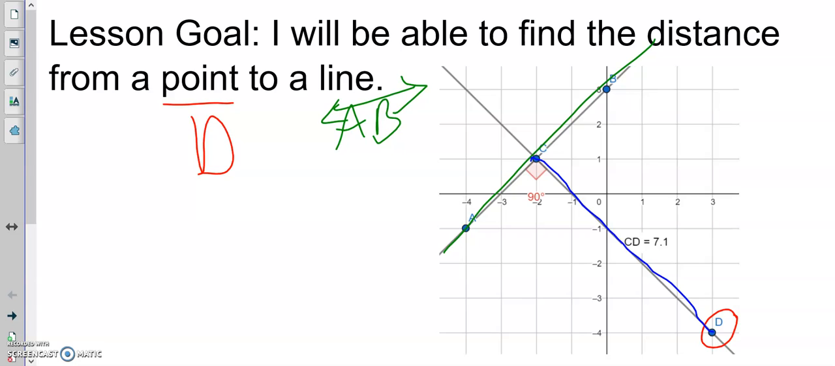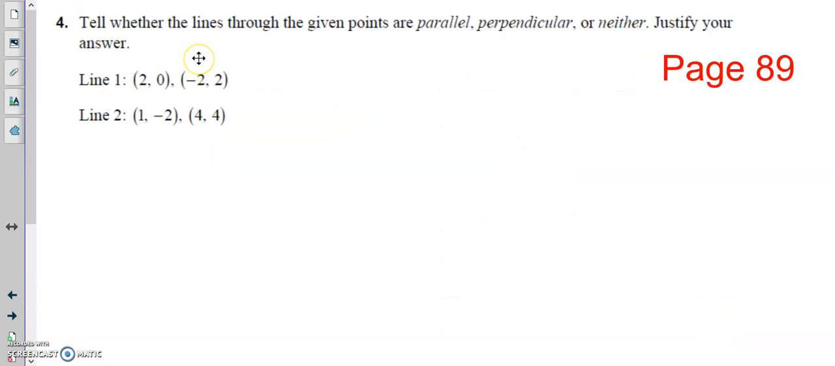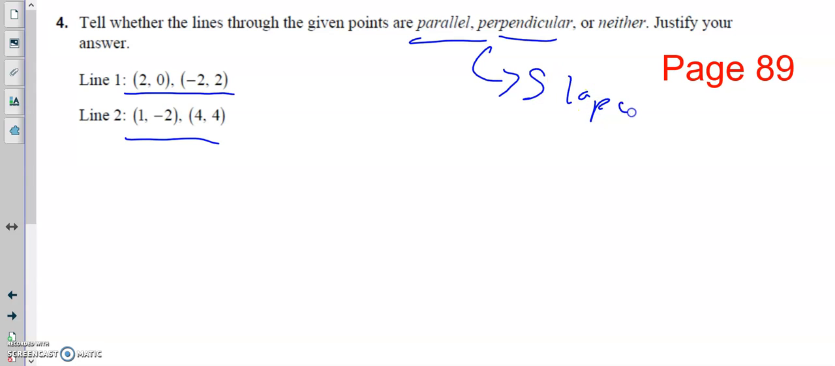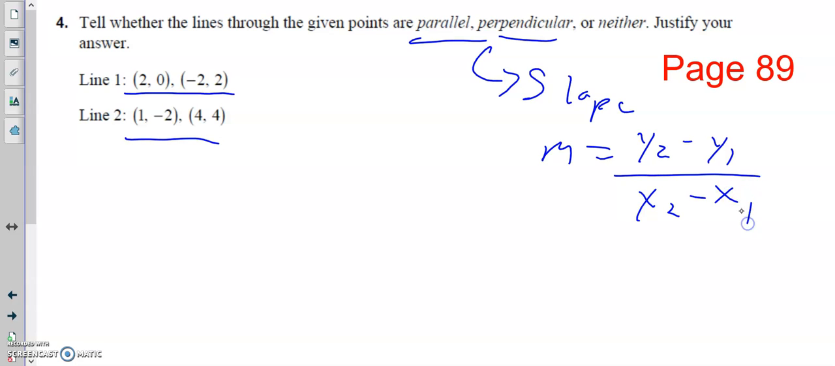Our first example here, we're going to look at on page 89, and to remember how we can determine when lines are parallel, perpendicular, or neither. If we're given 2 points, remember all this idea of parallel and perpendicular, we need to be thinking of slope. And so we have our slope equation: y is on top, x is on bottom. Make sure you start at the same point with top and bottom.